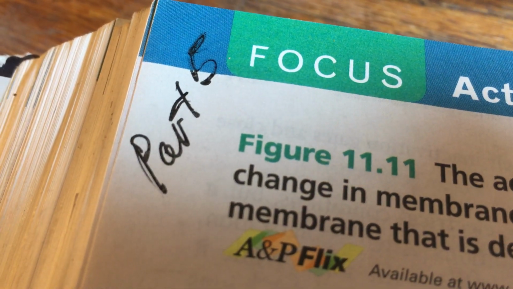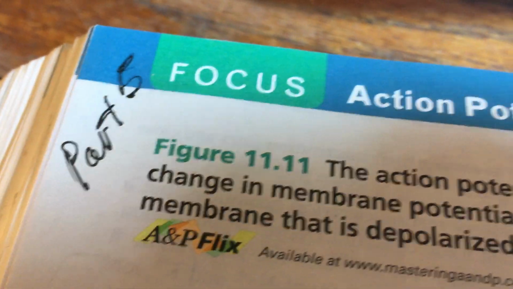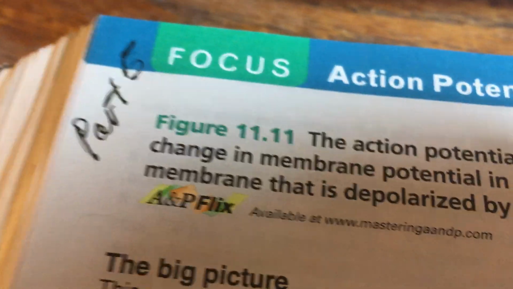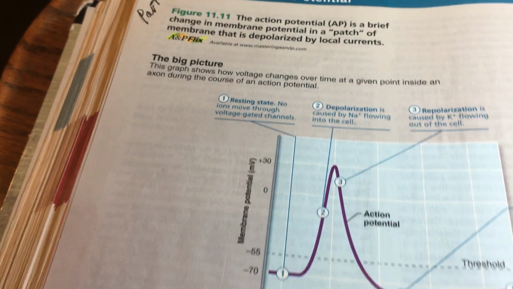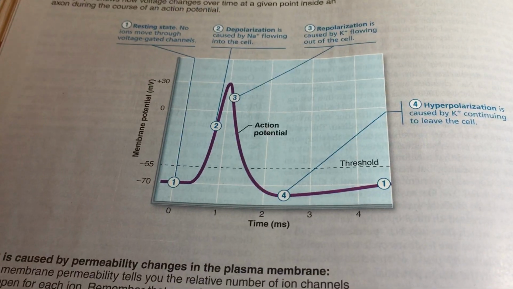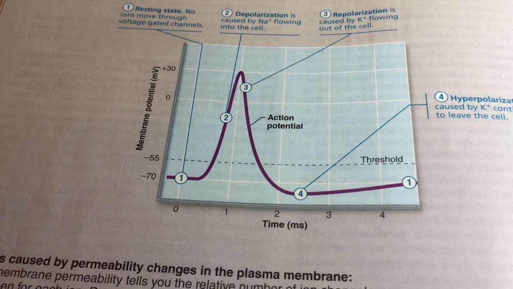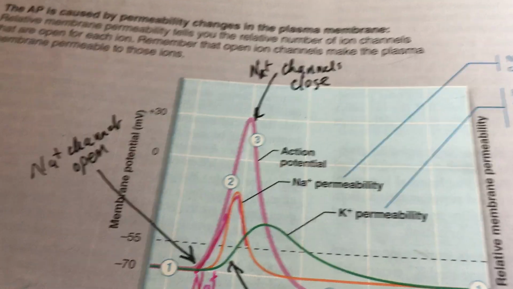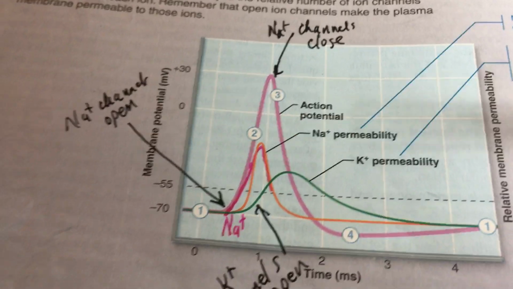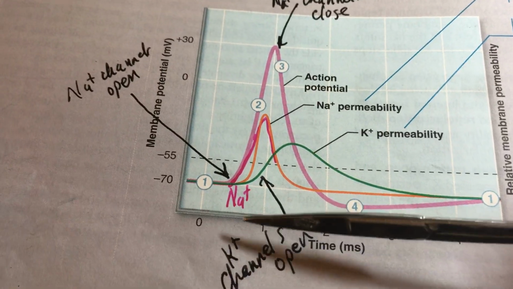We're at part 5 of the neural tissue, and we're working on action potentials here. We've already figured out resting potential, and we're comparing the membrane of a resting potential to the membrane of an action potential. And down here, they kind of do it for us. Okay, so I've had to make a little bit of an amendment in order for the graph to work correctly.